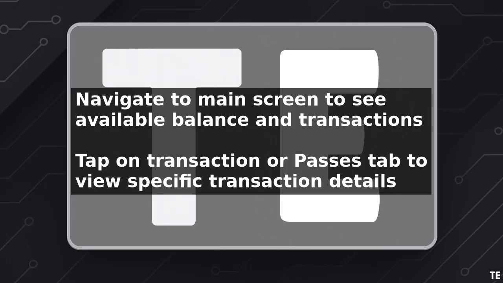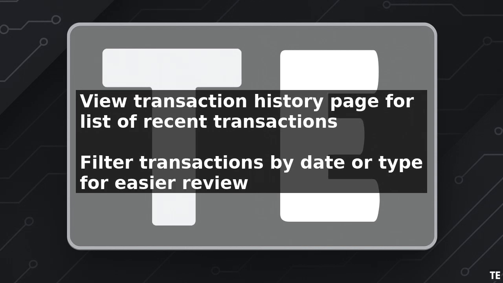To view more details about a specific transaction, such as the location where the transaction was made, tap on the transaction. You will also see the status of the transaction, whether it is pending or completed. It is a good practice to regularly review your transaction history to ensure that all transactions are legitimate and to detect any suspicious activity early. If you notice any discrepancy, contact the merchant or your bank immediately to report the issue.